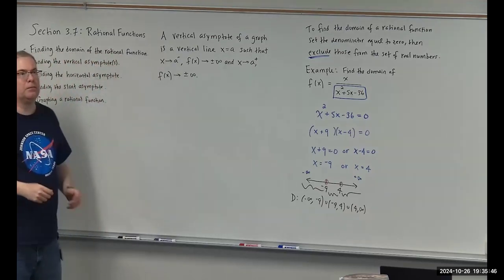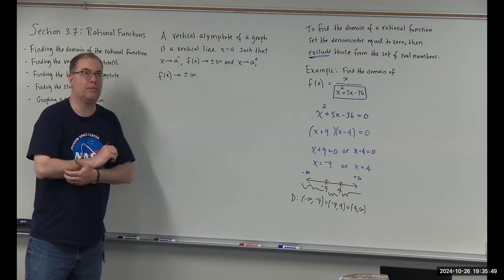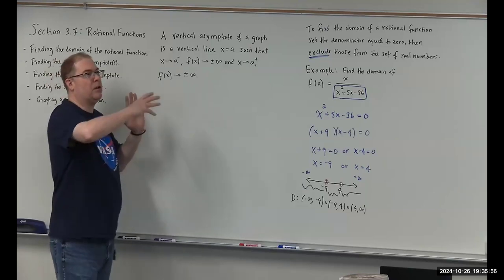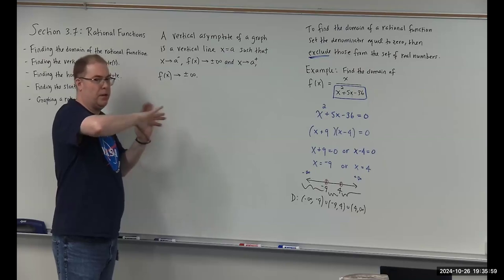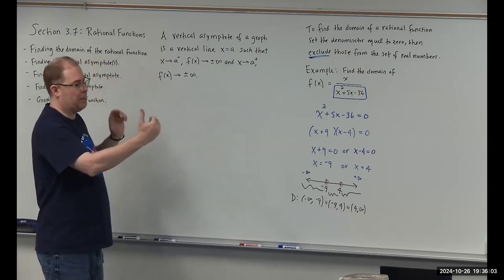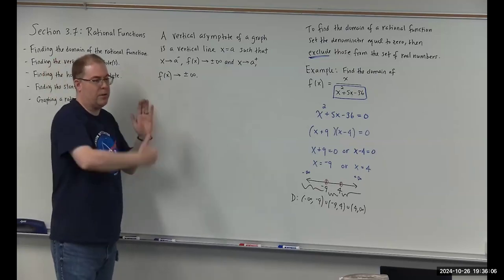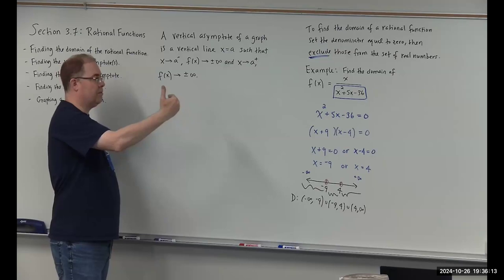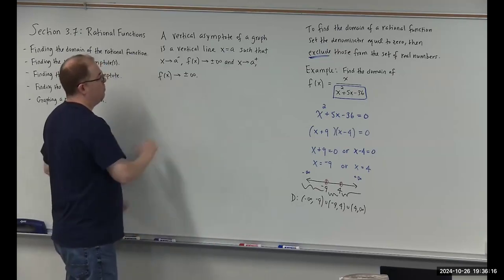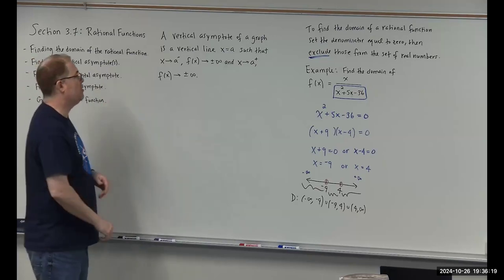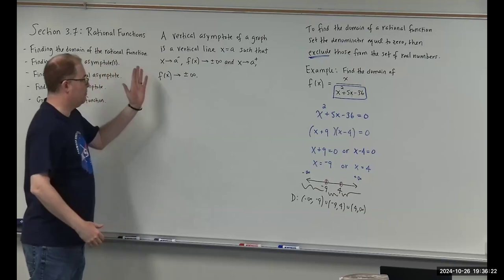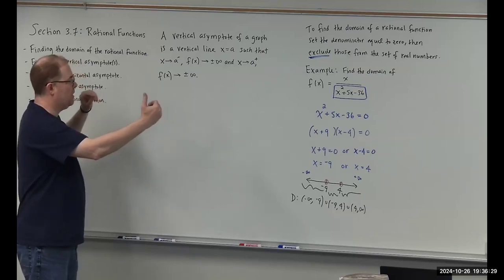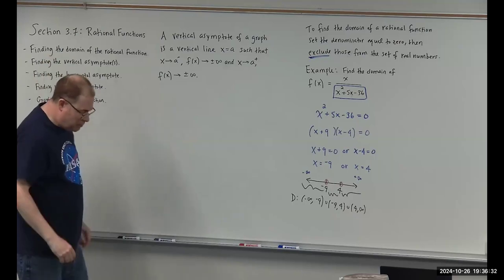There are some other kinds of functions, for example the log function, where the function is only defined on a certain domain. So we only look at what's happening as x approaches that vertical asymptote from the right side. But for rational functions, x will approach a from the left, and x will approach a from the right side.